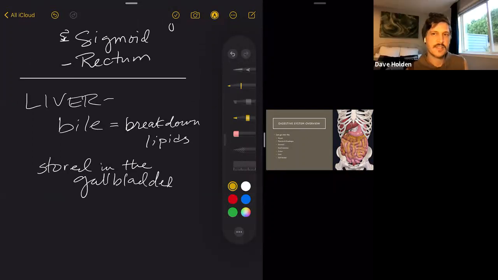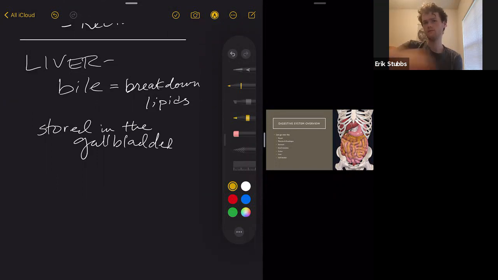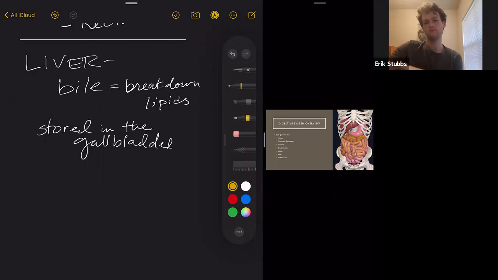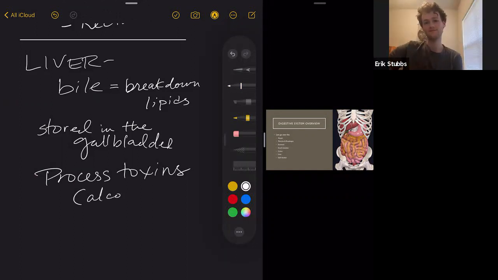What other functions does the liver serve? Processes toxins. Yes. What's the most famous toxin that our livers have to metabolize? Alcohol.